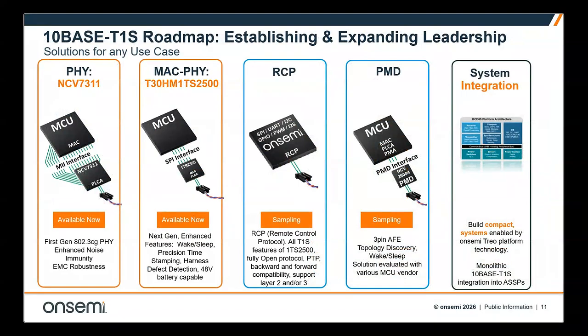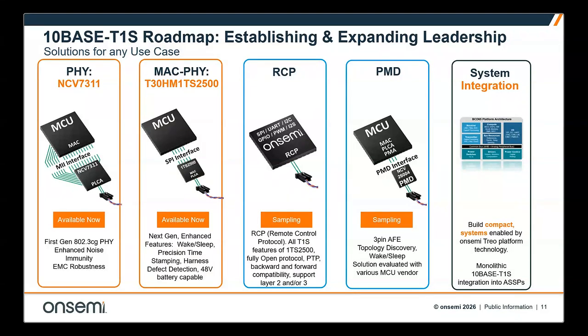That's our 10BASE-T1S roadmap, covering every integration point in a zonal system, with solutions for any use case. It starts with the NCV7311, our first-generation 802.3cg physical layer, featuring enhanced noise immunity and EMC robustness. Next is the T30HM1TS2500, which is a MAC PHY, our second-generation flagship with next-generation features including PLCA, sleep and wake, precision time stamping, harness defect detection, and 48-volt battery support.